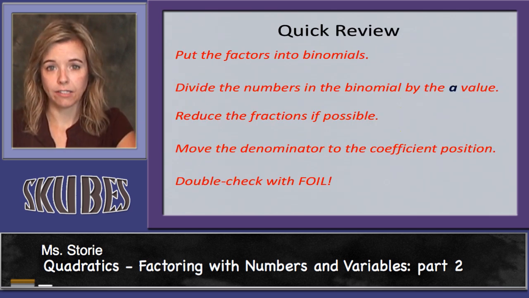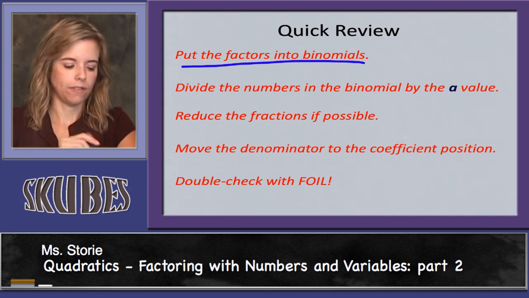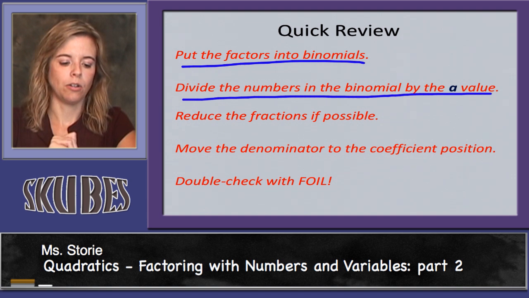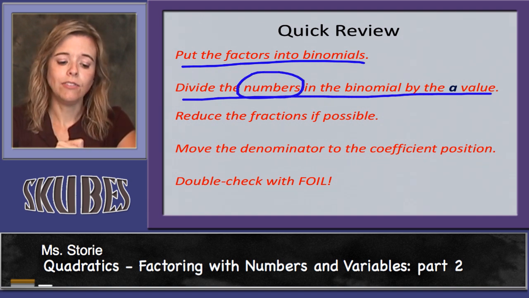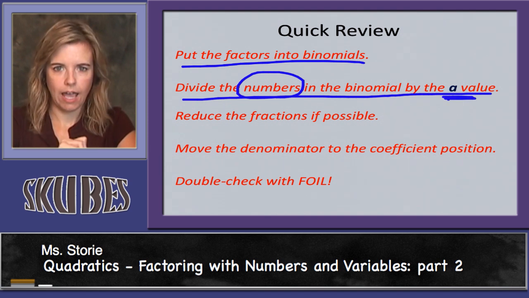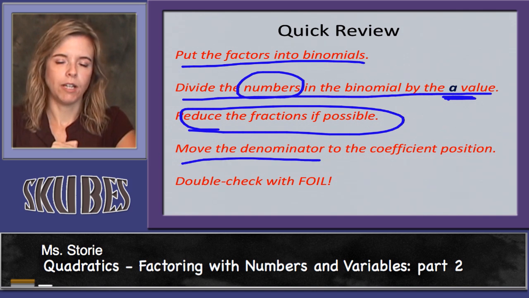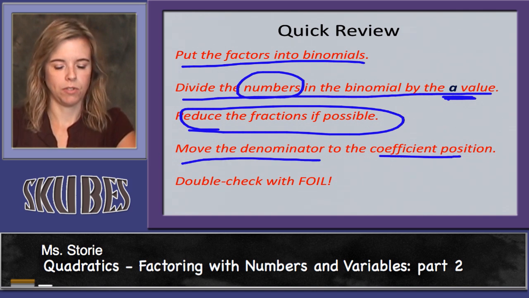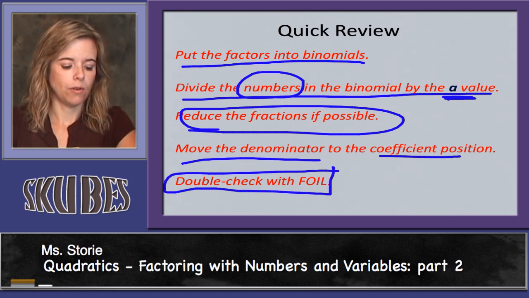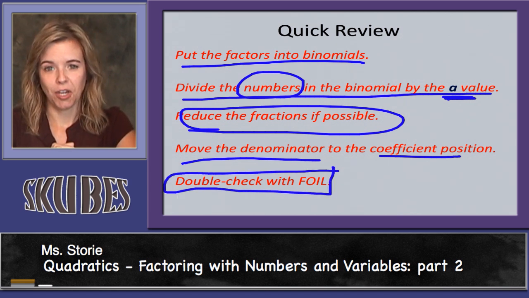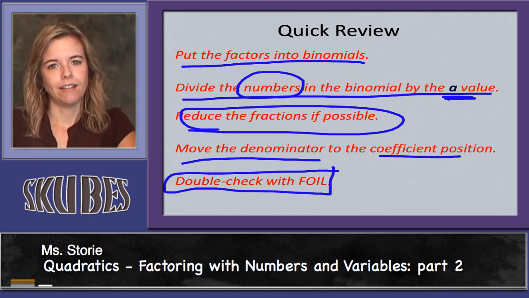Now a quick review on the last 4 steps. You put the factors into binomials. Those are the two sets of parentheses. You divide the numbers in the binomial by the a value, specifically just the numbers, not the x value. And even if it's 1, still do it anyway so you get into the habit of it. Reduce the fractions if at all possible. Then move the denominator from the reduced fraction to the coefficient position, the number that goes in front of the variable. And then always, always, always double check with FOIL. It's like having the answer key right in front of you. If the double check matches your original quadratic, you did the right work.